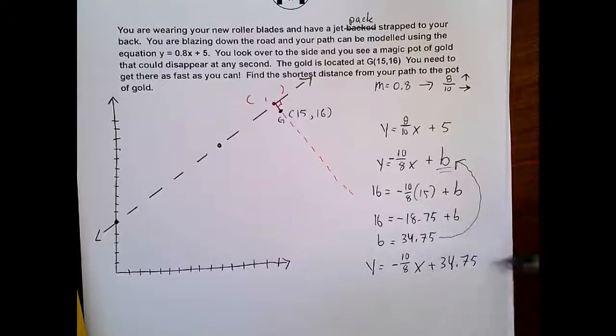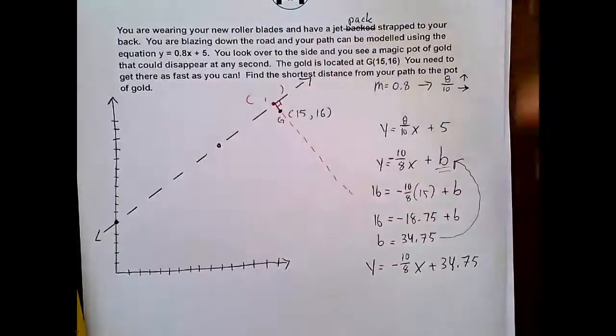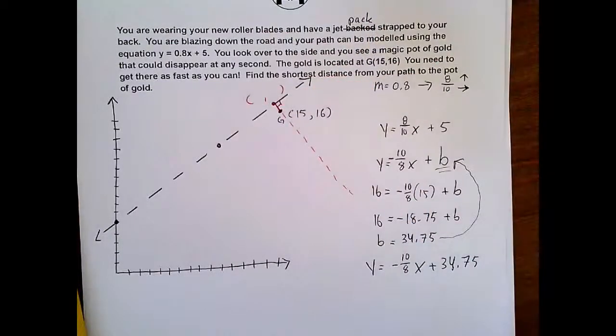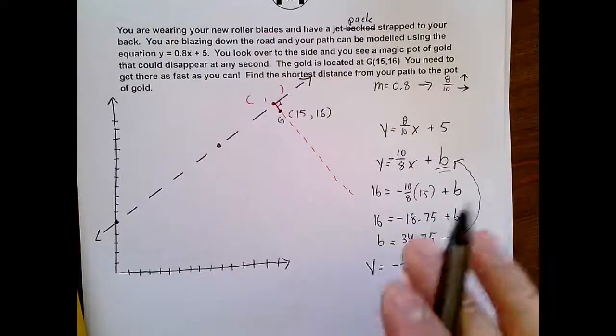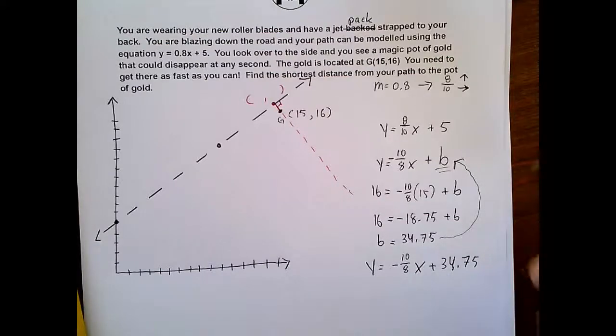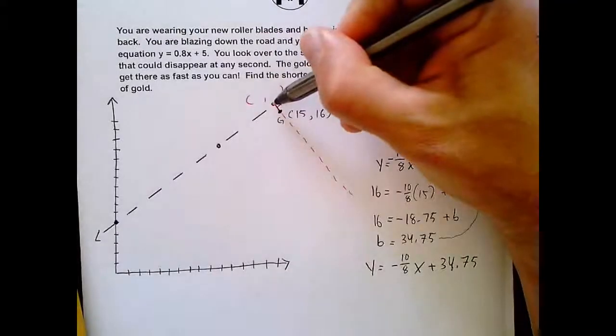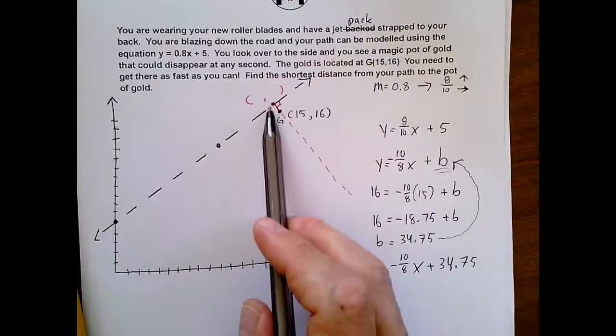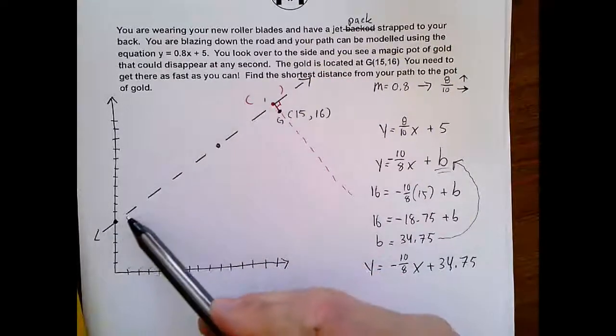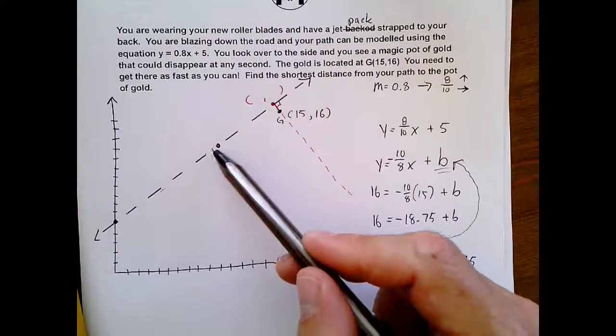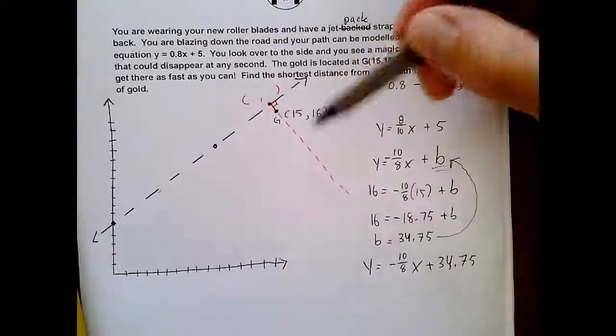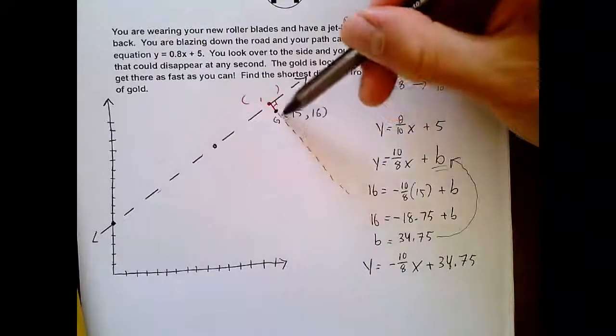34.75. And then at this point you might be saying, oh, well, that's all well and good, but how does that help me get this point? So this is how you have to make this jump into a very interesting conceptual idea. You see, this point we're looking for, right there, that red point, that is where our first line, our rollerblade rocket path, intersects with our perpendicular line.